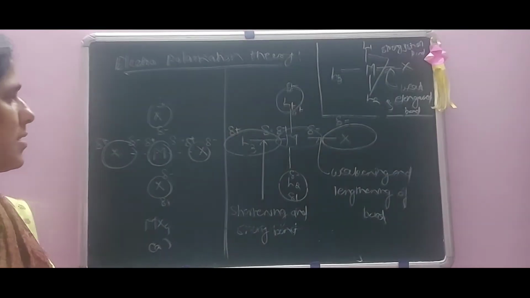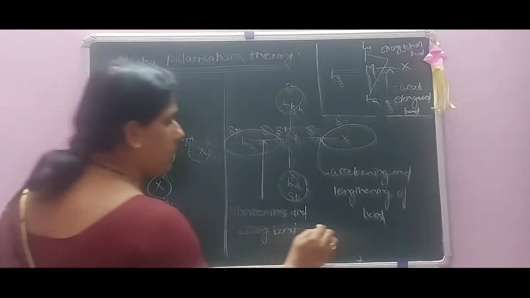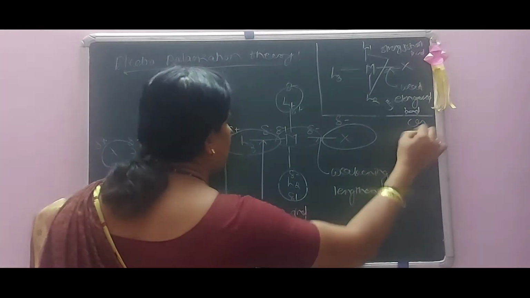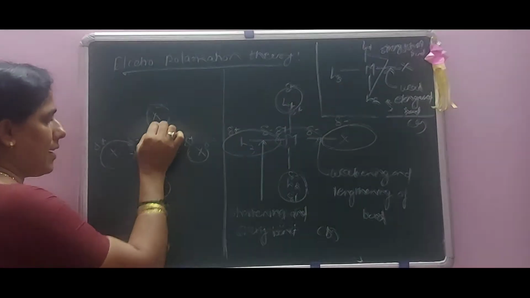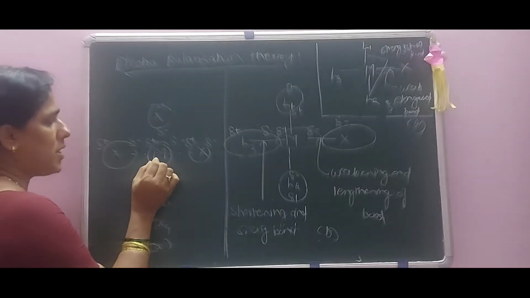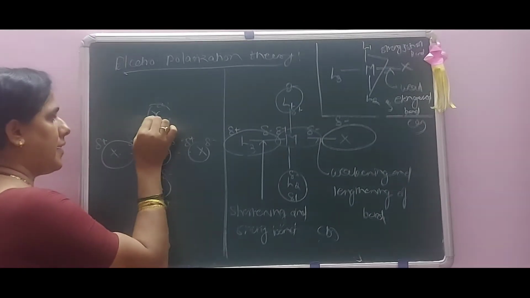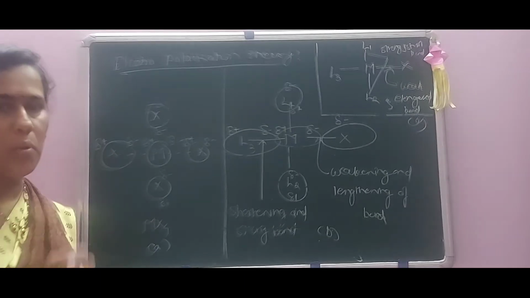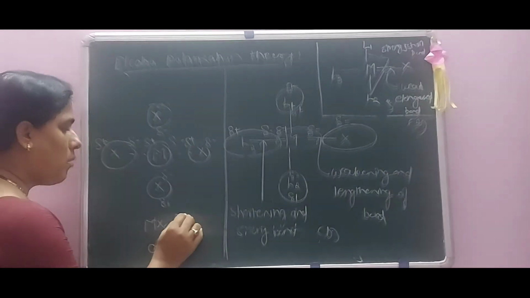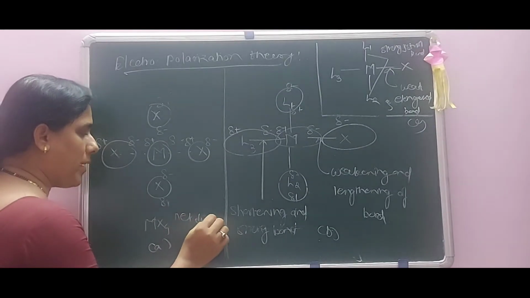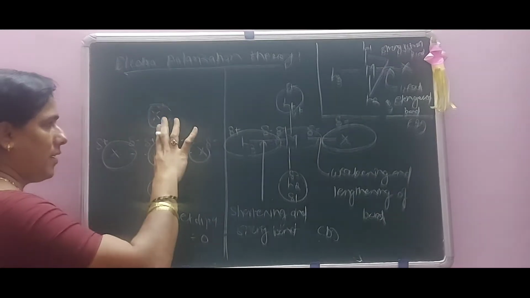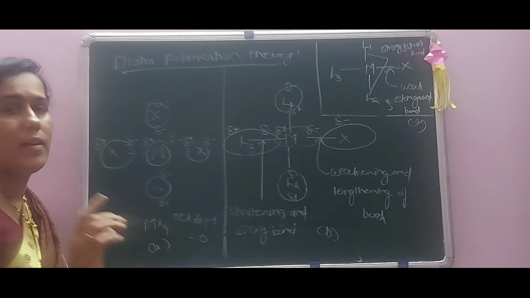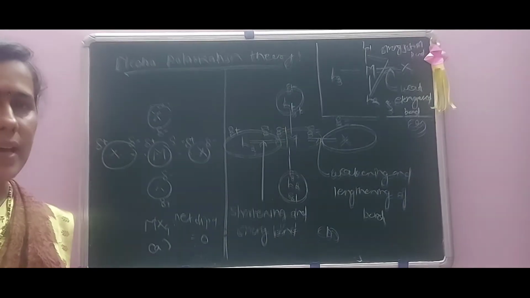Okay, what happens? See the diagrams. This is the A diagram, this is the B diagram, and this is the last, C diagram. Now, when all the ligands of the same kind are coordinated to a central metal ion, they cancel their dipoles, and thus the net dipole moment is equal to what? That is 0.